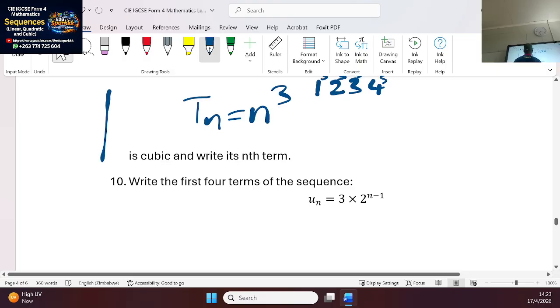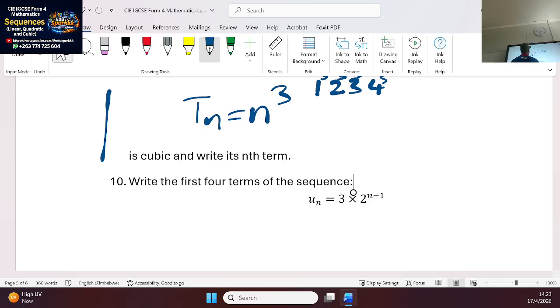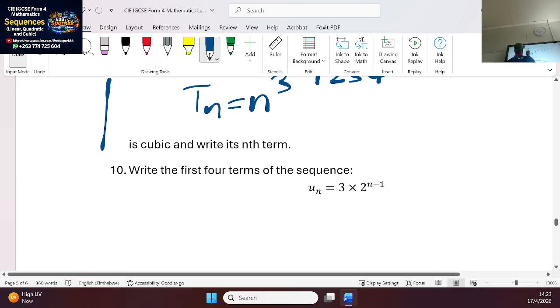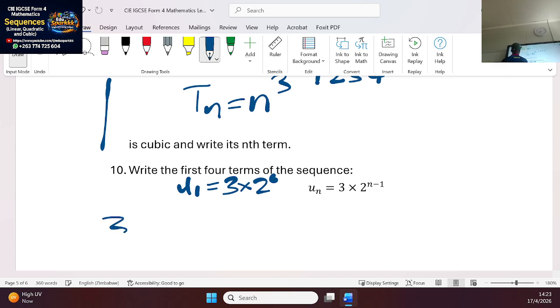Then write the first 4 terms of the sequence. So we're interested in the first 4 terms. So U1, if I say U1, it will be 3 times 2 to the power 0. So the first term is 3. What about on position 2? It will be 3 times 2, that's 6. Then the third term, it will be 3 times 2 squared, that's 4 times 3, 12.